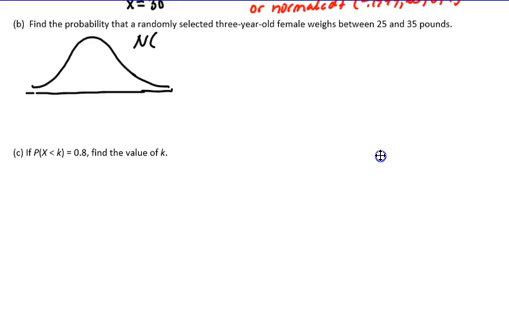Just draw that slightly better there. So we have 30.7, 3.6. Shade in the area that I'm trying to find. So I'm trying to find between 25 and 35. I know 30.7 is in the middle, so that looks pretty reasonable for my shading.